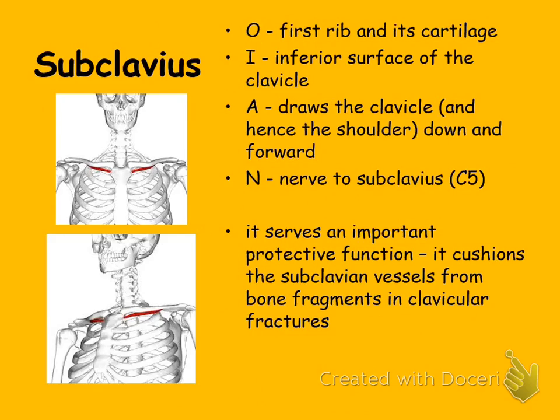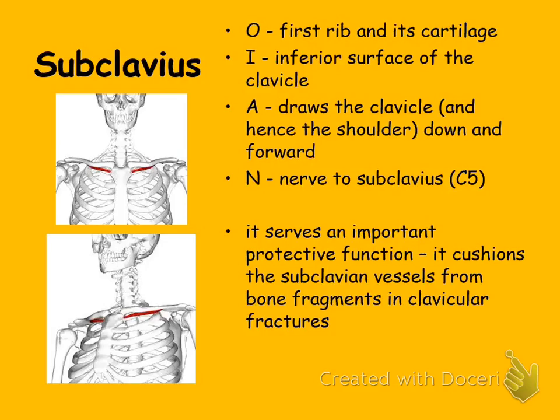Subclavius. Sounds like the clavicle to me, right? And if something is sub, it's below it. So a submarine is below the water. A subway is below ground. So a subclavius would be below the clavicle. Originates on the first rib and its cartilage. So the first rib comes right here. So you've got your clavicle coming over. First bump below that is your first rib. And it inserts then on the inferior surface of the clavicle. It's not a very big muscle.